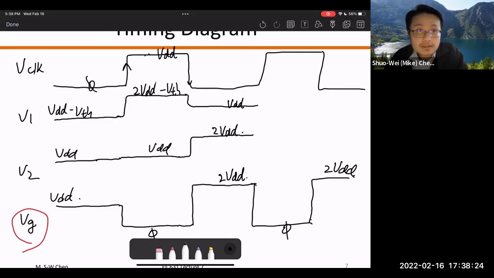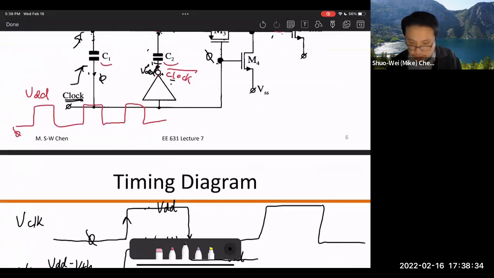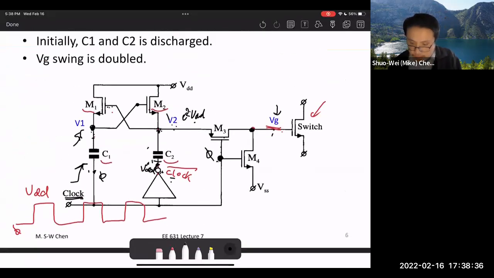Okay, so that is our clock boosting circuit. Very useful, right? So these are very useful tools to improve, as we mentioned before, to reduce resistance and also reduce the dependency on the input signal, which means that you reduce the distortion.